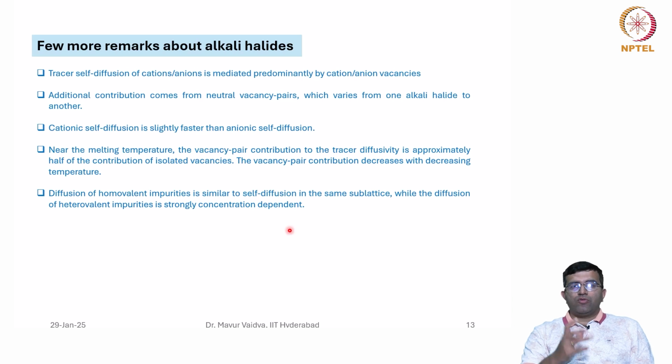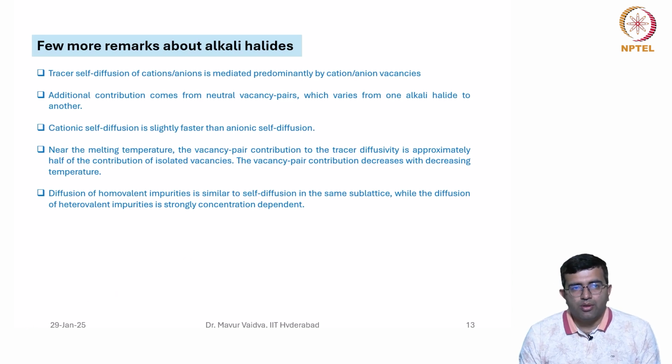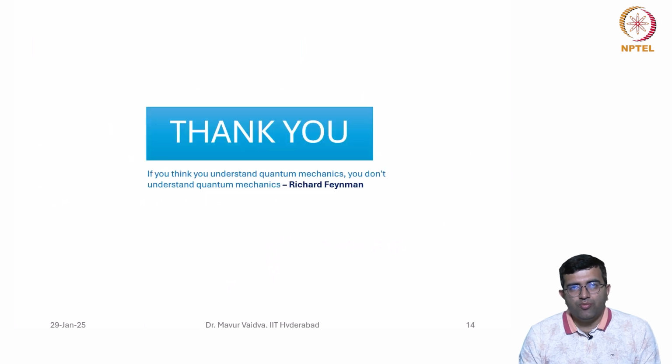So, the diffusion of the homovalent impurities is similar to self diffusion in the same sublattice, while the diffusion of heterovalent impurities is strongly concentration dependent. And the binding enthalpy between the divalent cation impurities and cation vacancies is approximately 0.5 eV.